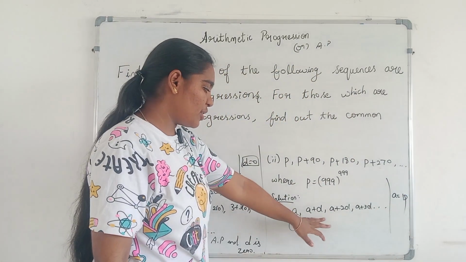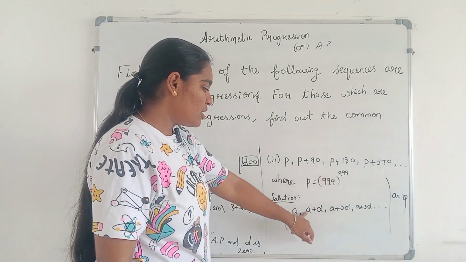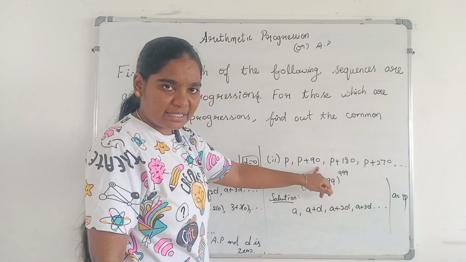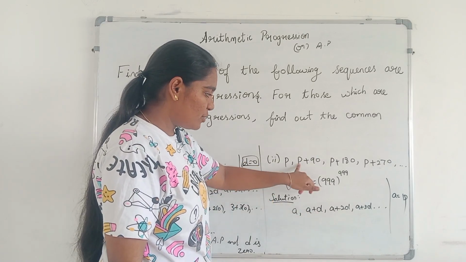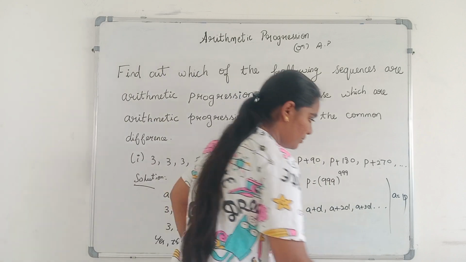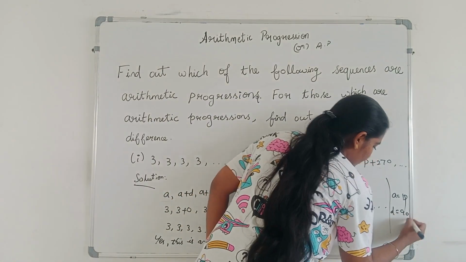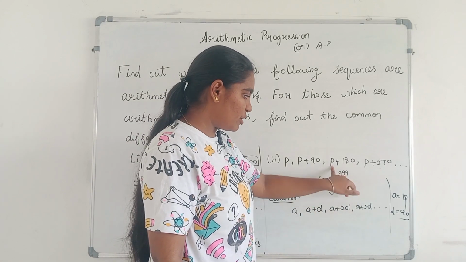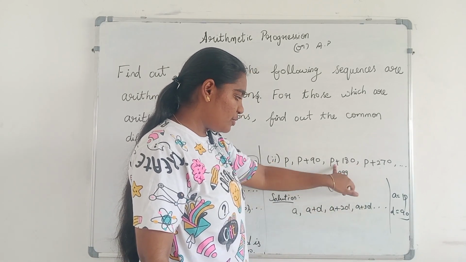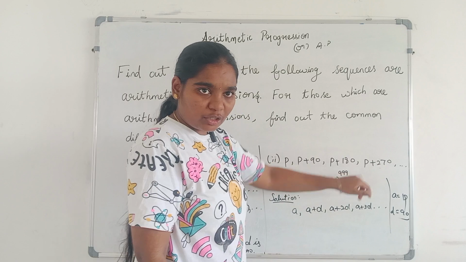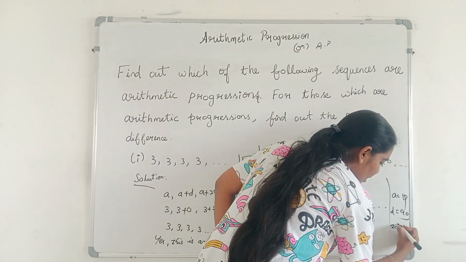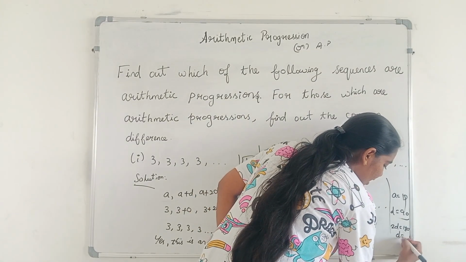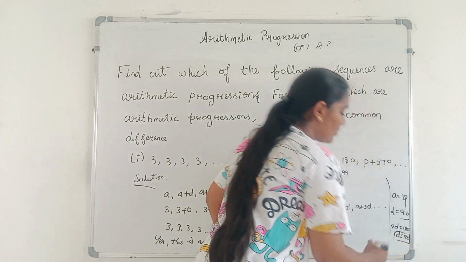In a similar way, you can compare the second term with this one. So a plus d equals p plus 90. The value of a is p, and the value of d is 90. Here the third term, a plus 2d, equals p plus 180. a is p, and 2d equals 180. So 2d equals 180 means the value of d is 90.